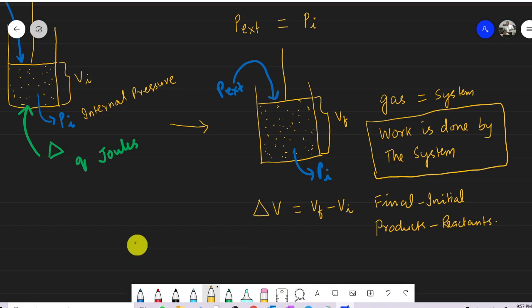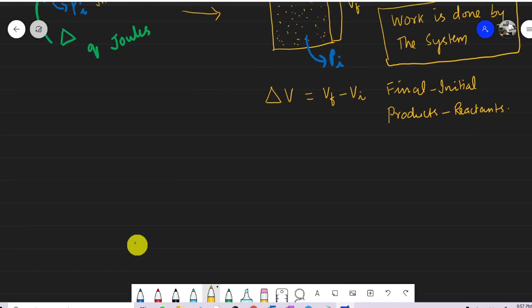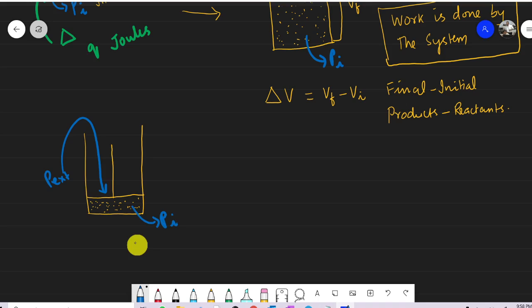Now suppose instead of heating the cylinder, I compress the piston. Again you have the cylinder. If I push the piston inside the cylinder, I am increasing the external pressure from the outside. You have the P external pressure acting from outside, which is increased, and the internal pressure of the gas against it. When we increase the external pressure, the piston goes down and therefore the gas is compressed.